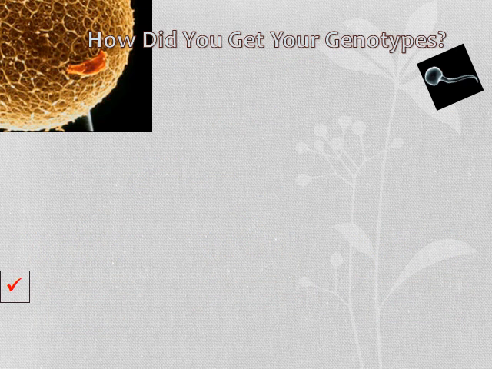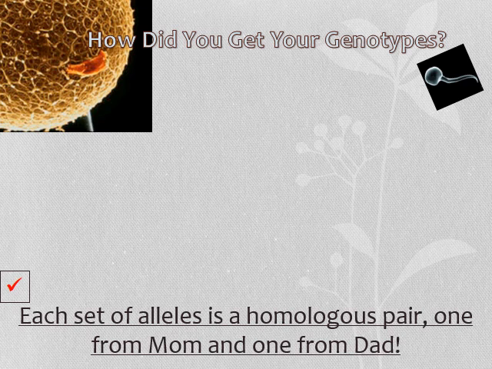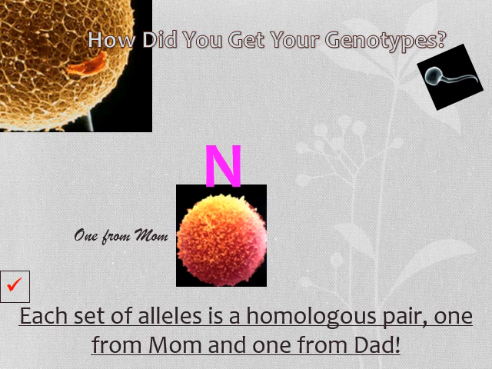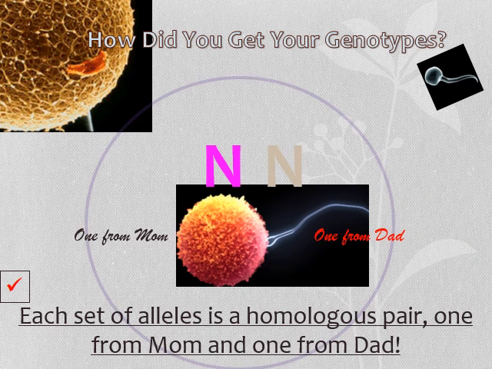So how did you get your genotype? Now each set of alleles is a homologous pair, one from mom and one from dad. So let's say you received a big N from your mother and a big N from your dad.